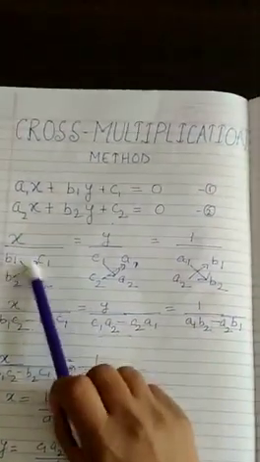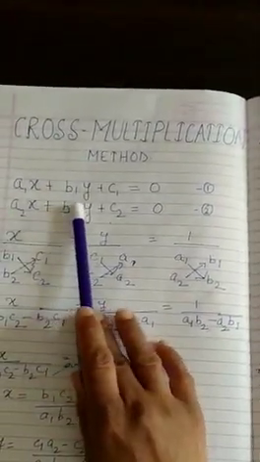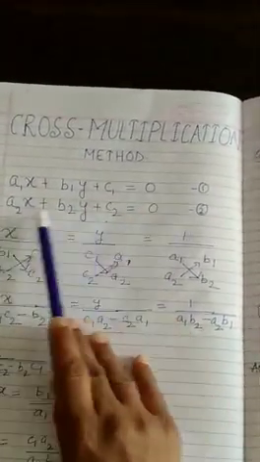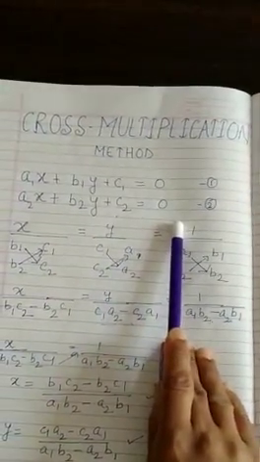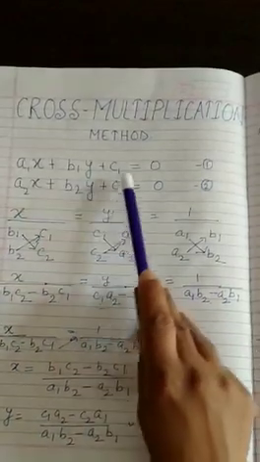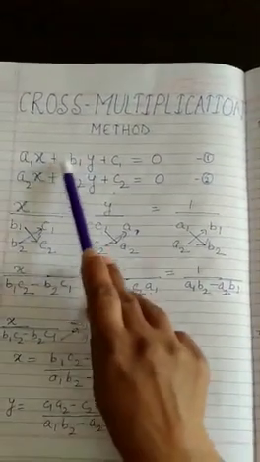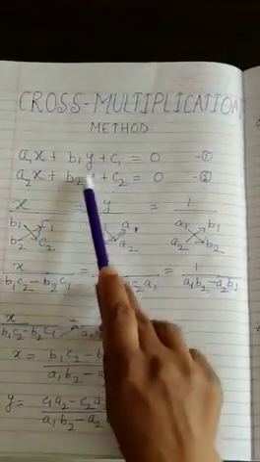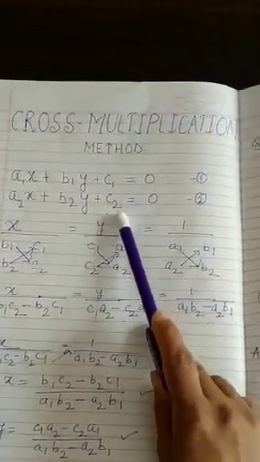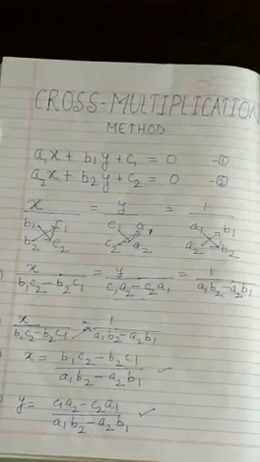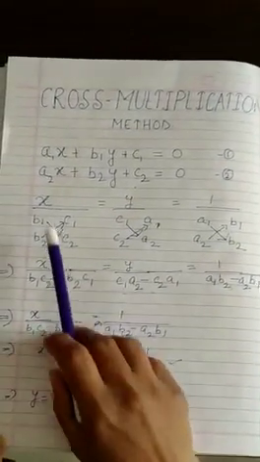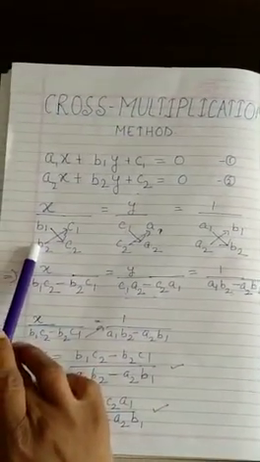The standard form of linear equations is a1x plus b1y plus c1 equal to 0 and a2x plus b2y plus c2 equal to 0. As we know, a1, a2 are the coefficients of x, b1, b2 are the coefficients of y, and c1 and c2 are the constants. Now to use this cross multiplication method, first we write x upon.